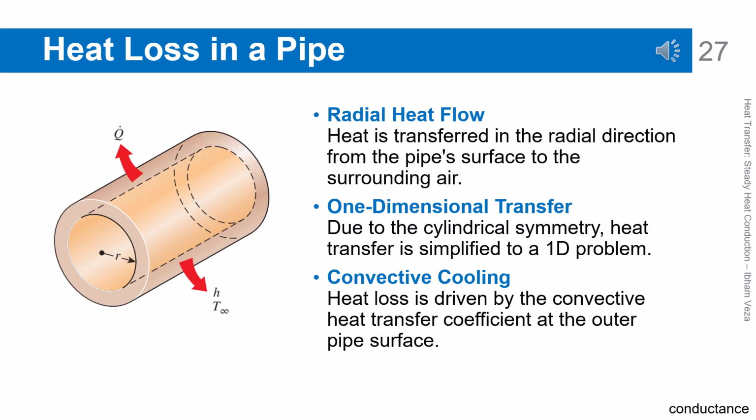Heat loss is mainly determined by convection at the outer surface. This situation is commonly found in steam pipes or hot fluid pipes. This model becomes the basis for pipe insulation analysis.